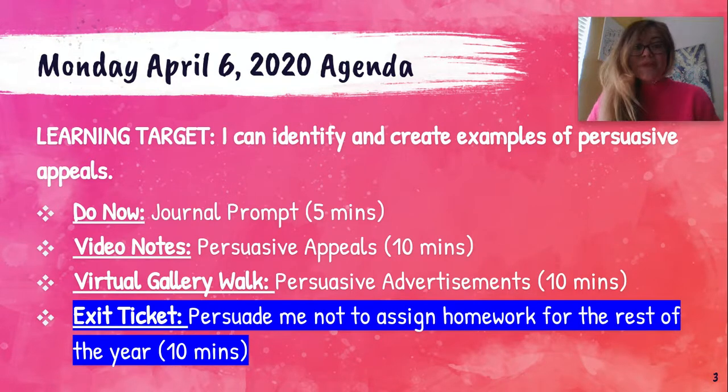So we're going to start with a journal prompt. We're going to watch a video and do some video notes. We're going to do what's called a virtual gallery walk, which is where we're going to take a look at some different advertisements and try to identify how we're being persuaded by those advertisements. And then you'll be ready for your exit ticket, where you'll convince me why I should no longer assign homework.